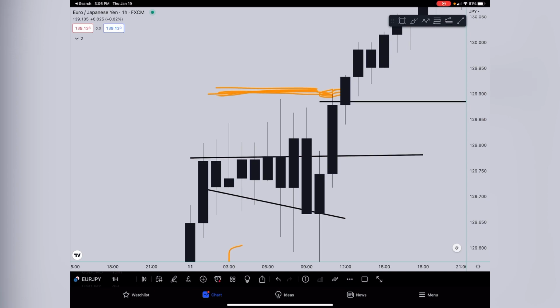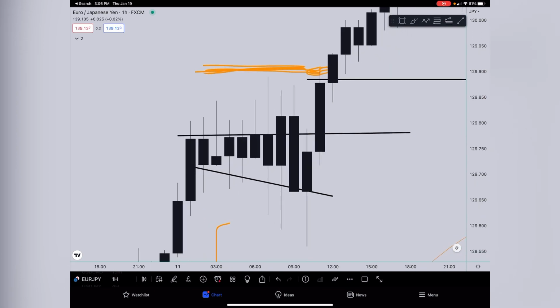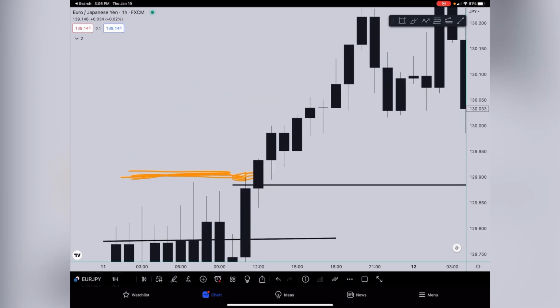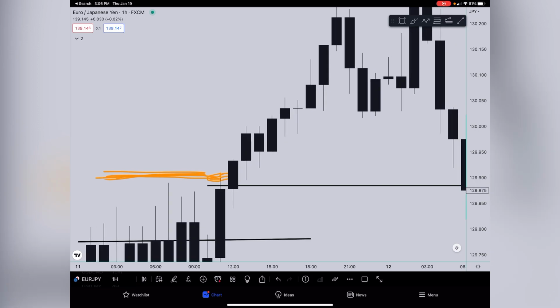As you guys can see, price did give us this bearish engulfing, but I'm not falling for that because I understand that price is just trying to play with us, grab whatever it wants to grab before it aggressively moves up. So that's another great example.